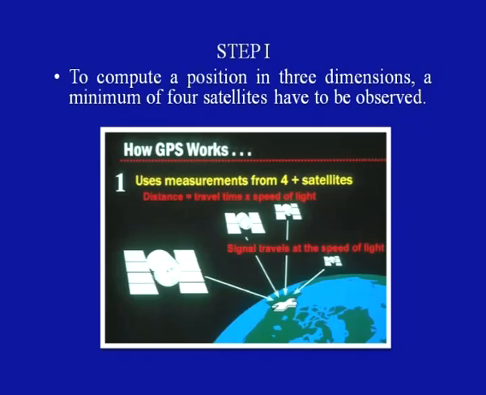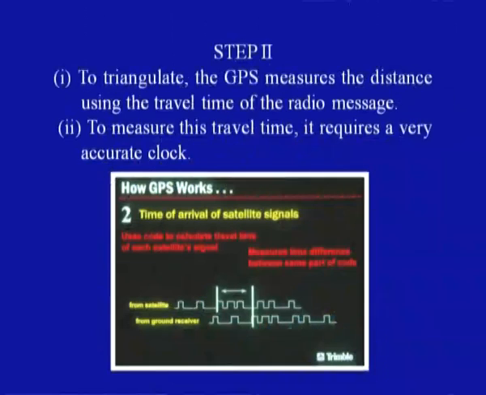So, let us look at the first step. In the first step, our emphasis is to compute a position in 3 dimensions, for which a minimum of 4 satellites have to be observed. This particular slide shows 4 satellites which have been tracked by the GPS receiver, and on the basis of this it is now going to compute its own location on the earth surface.